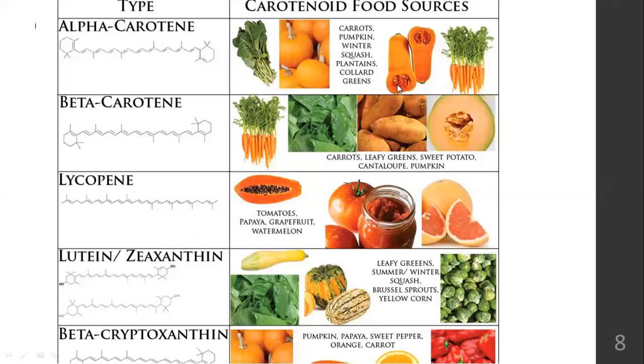Here, out of all these forms, beta carotene is the most important form, and it is the major dietary source of vitamin A in humans. There are more than 600 carotenoids found in nature, but not all are healthy for human consumption. These are the few carotenoids which are good for human consumption.